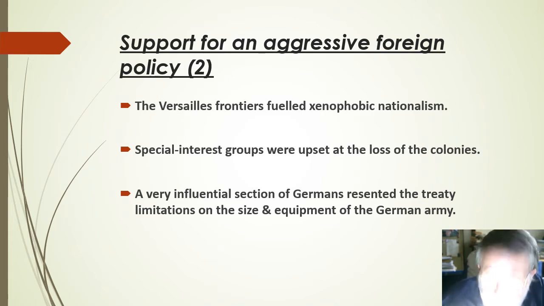Special interest groups were also upset at the loss of the German colonies, and a very influential section of Germans resented the treaty limitations on the size and equipment of the German army.